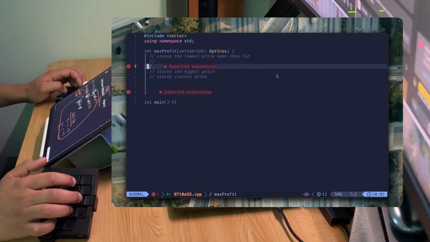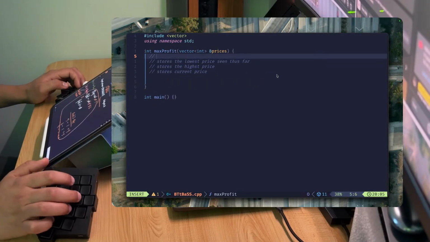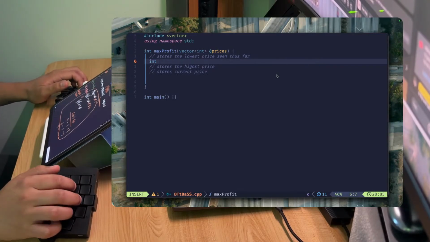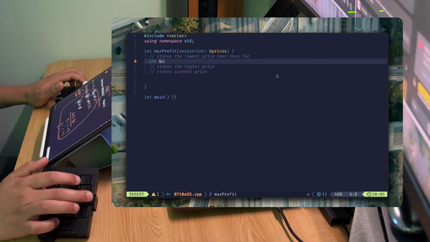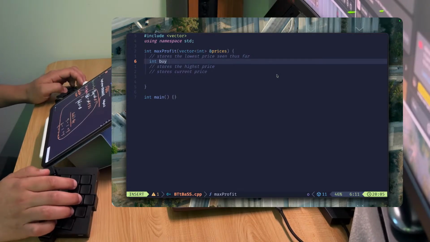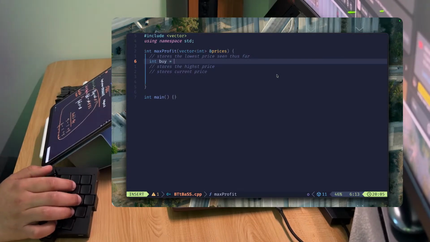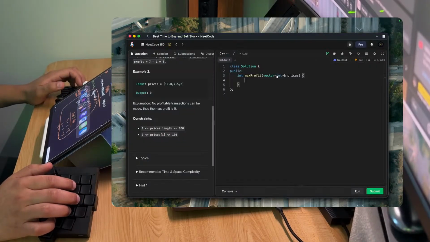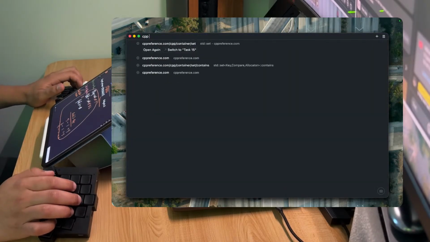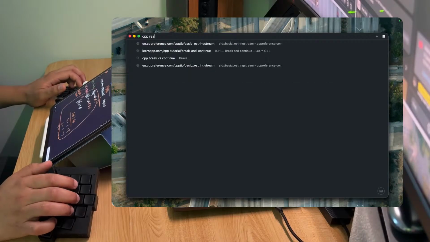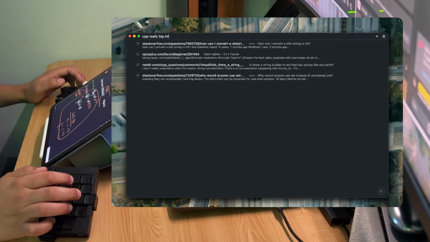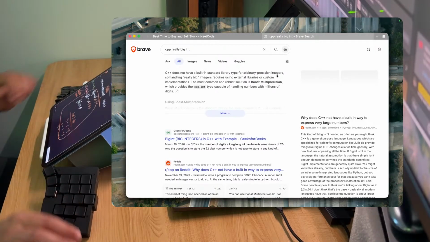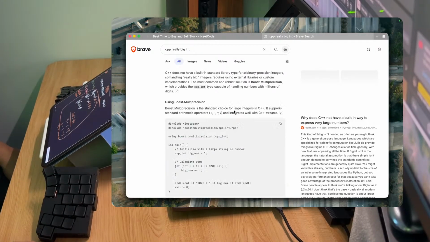Okay, so for this one, oh man, we're gonna call it buy. How do you set it to infinity or like a really big number? I might have to check documentation. Really big int. I can't remember.